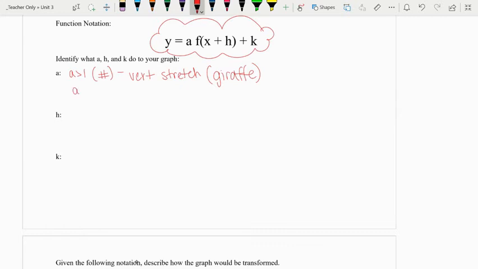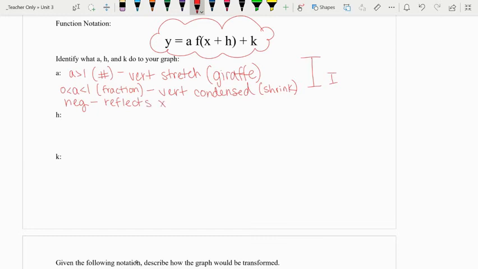When a is between 0 and 1, aka a fraction, right, it's going to be vertically condensed. So this is kind of like a shrink. Okay, it's going to go from this big to then be this big. Okay, so it's just a vertical condense. The only other thing that happens is if it's negative, then this is where it reflects over the x-axis, and we'll talk more about that in a little.